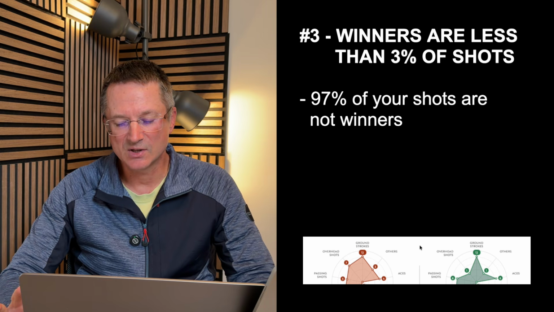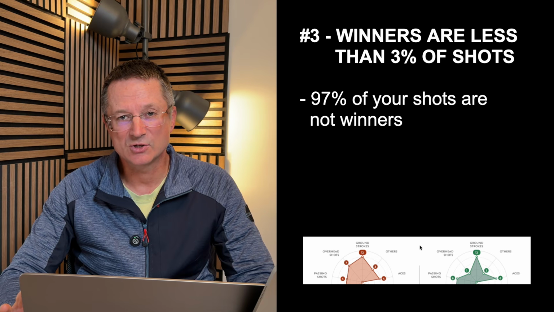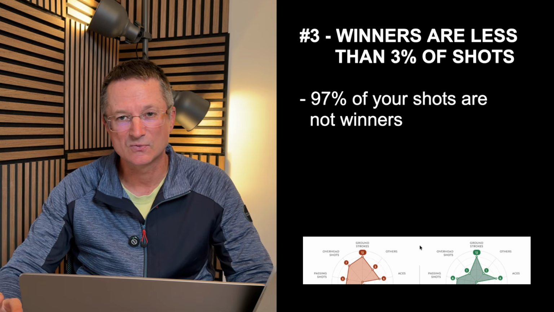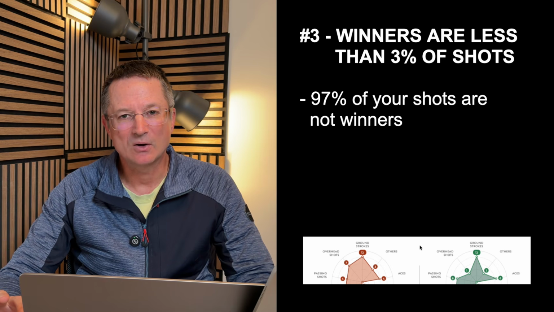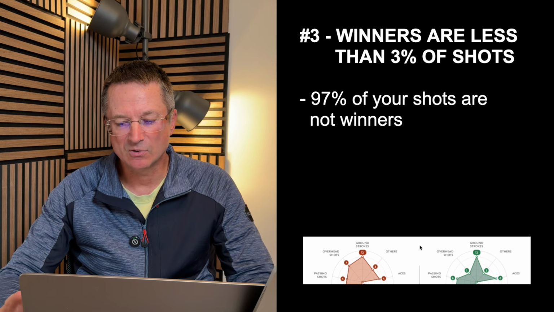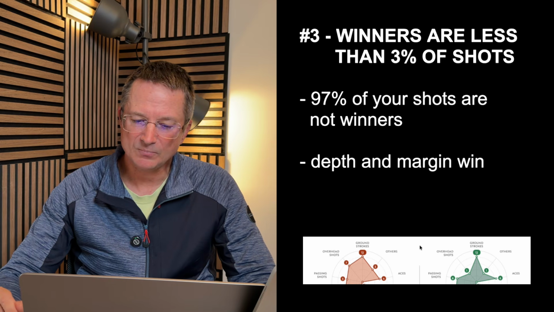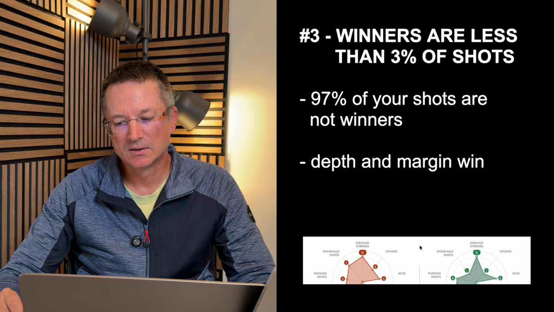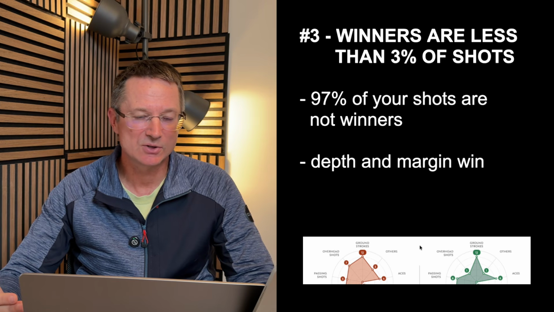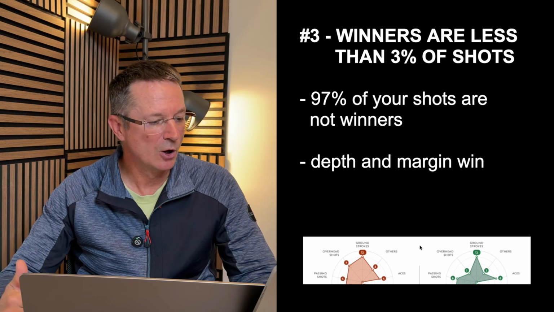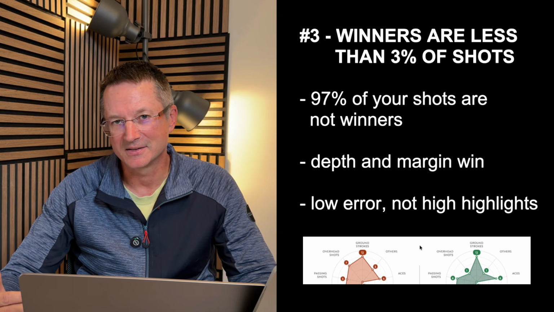I did look at other stats in some other matches. For example, I looked at Alcaraz with his monstrous forehand. He would reach about 5% of his ground strokes that were winners, but I did not see a much higher number, right? So depth and margin win, keeping the ball deep, having a really good neutral ball, like I mentioned before. And so winning tennis is low error and not high highlights.